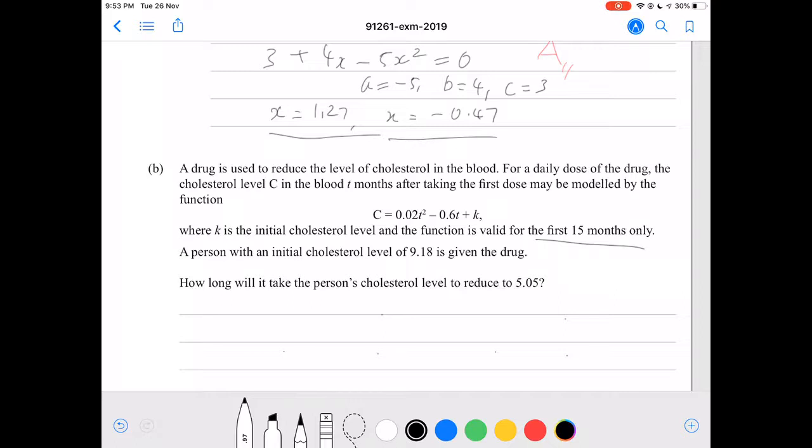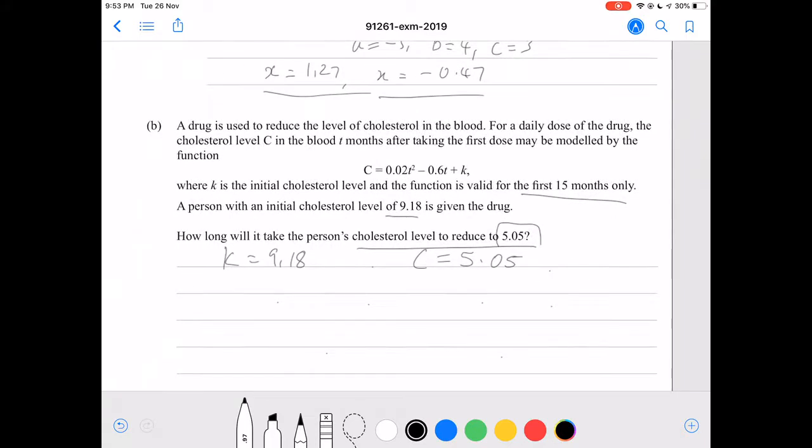Alright, so in the question it tells you that K is the initial cholesterol level, and the question tells you that the initial cholesterol level of the person is 9.18. So you can say that K equals 9.18, and so basically, the cholesterol level C in the blood, T months after taking the first dose. So how long will it take for it to reduce to 5.05? So 5.05 here would be your C value. So that would be the final amount of cholesterol left after your T amount of time has passed.